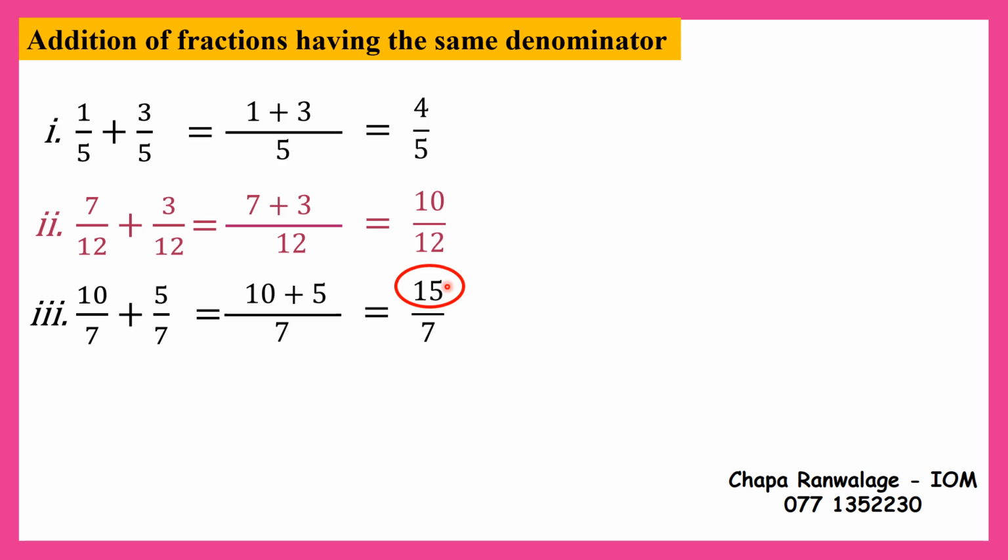So we have to convert this fraction into a mixed number. So how can we convert this improper fraction into a mixed number? Can you remember? If you can't remember this part, it is better to watch the part 2 video of this lesson. Then you can revise that part.